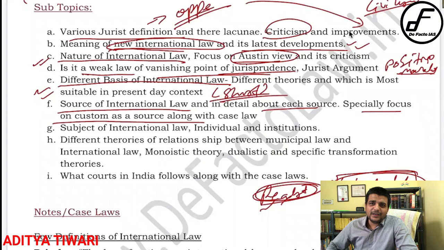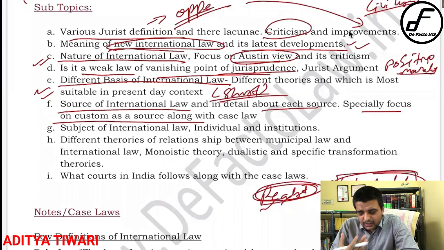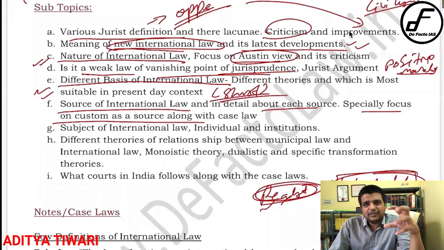Now you have to go into the nitty gritty of the meaning of custom, along with the case laws. You must know the Continental Shelf case, the most important case that you have to study. When you talk about custom as a source of international law, you also have to read how custom as a source has developed till date. Have all customs been statutified? It means, has everything been written in a statute of international law, or is custom still existing?